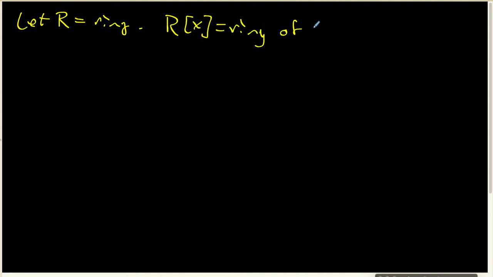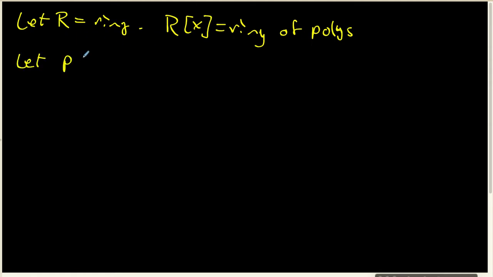In this video, I want to prove a major theorem about the degrees of polynomials. And in order to get started, I want to look at what the definition of the degree of a polynomial is. So we're going to let R be any ring, and then R[x], R square bracket x, is the ring of polynomials where the coefficients are drawn from the ring R.